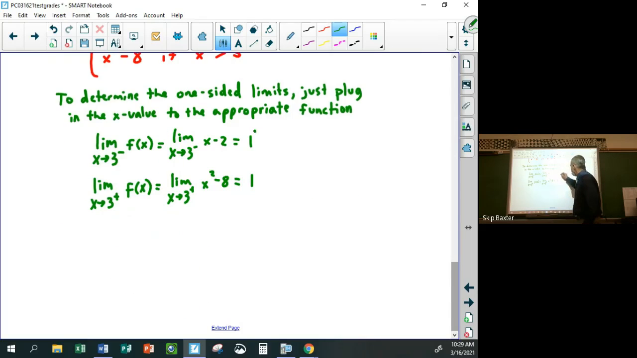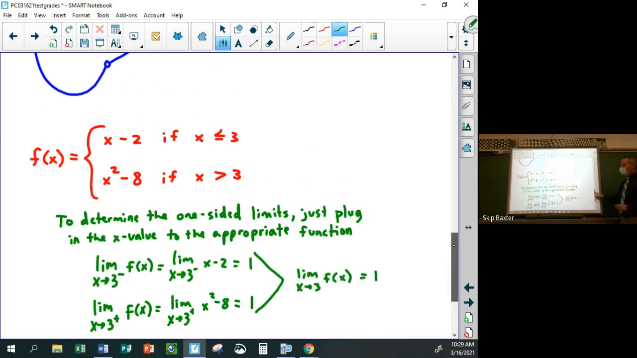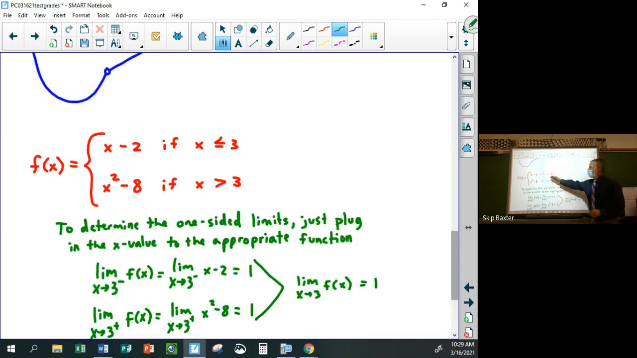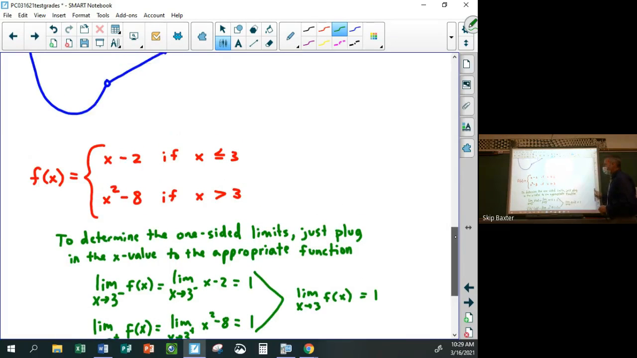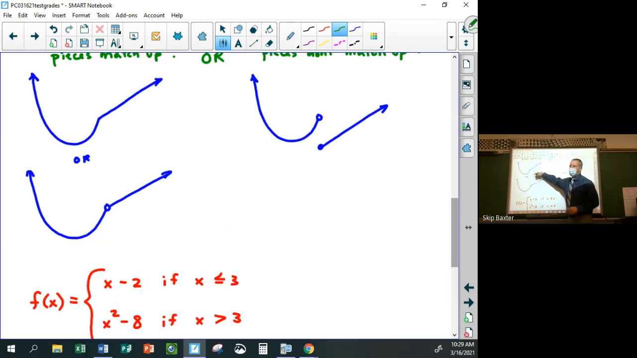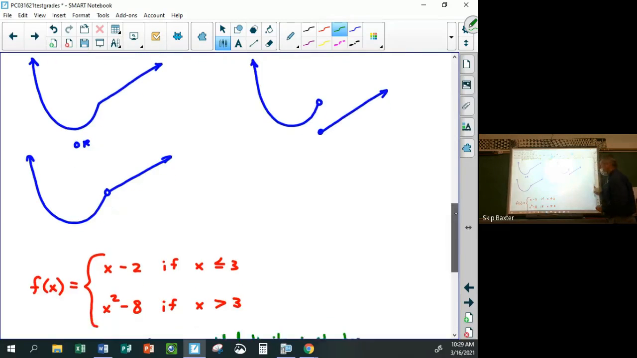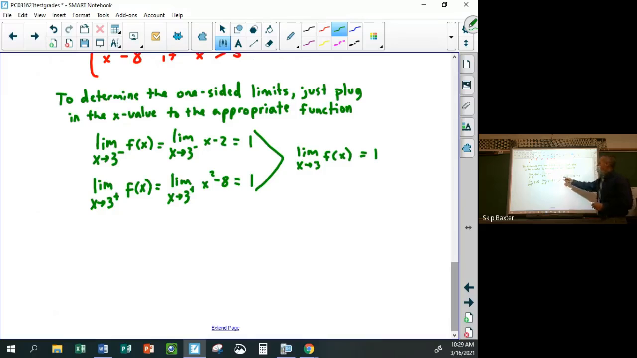So since these things are equal, then the limit as x goes to 3 of f of x equals 1. If these things were different, just like graphically, if these one-sided limits are different, then this limit would just be, does not exist. So by plugging the number in to the left and the right, to the top and the bottom function, I've determined that it's actually one of these situations where the pieces are going to match up. Okay, if I had gotten different y values, then you know the pieces aren't going to match up.